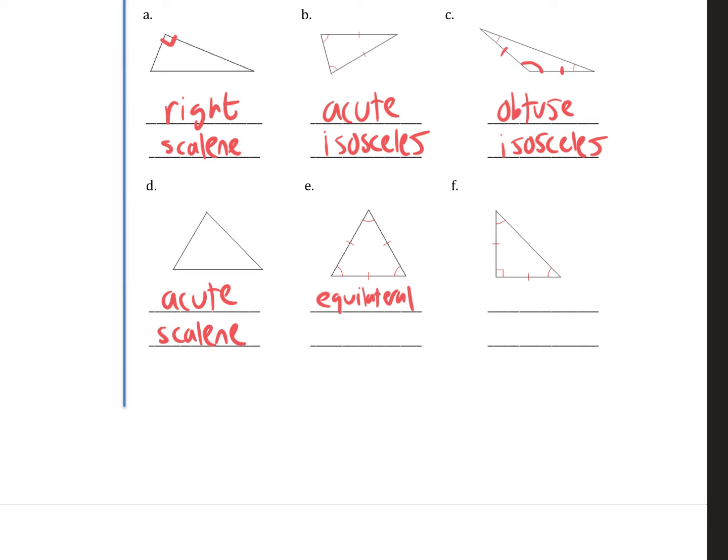Okay? And then F, do we have any right or obtuse angles? I see a right angle right here, so this is going to be a right, and then we have two sides that are congruent, so this is going to be a right isosceles. Okay, and that's how we label different types of triangles, what kind of triangles they are.